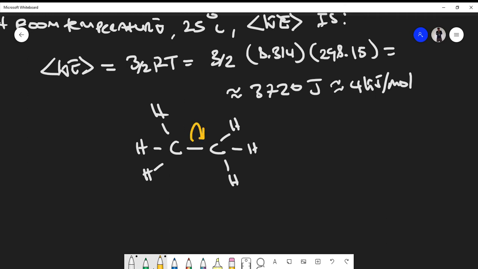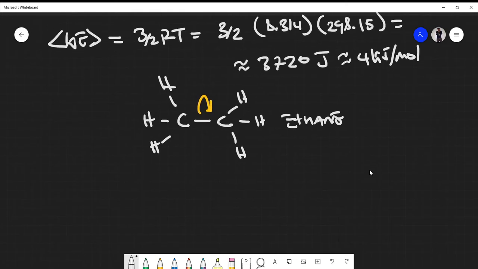So we have some sort of rotation around that carbon-carbon bond in ethane, right? So this is what the average kinetic energy can tell us about a particular molecule.